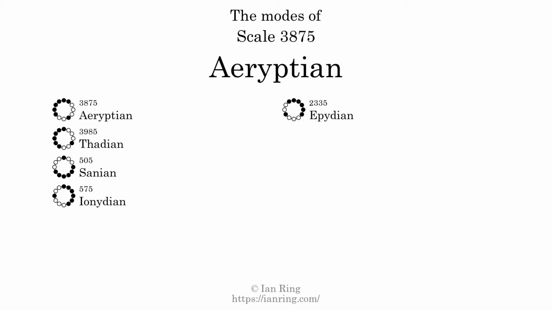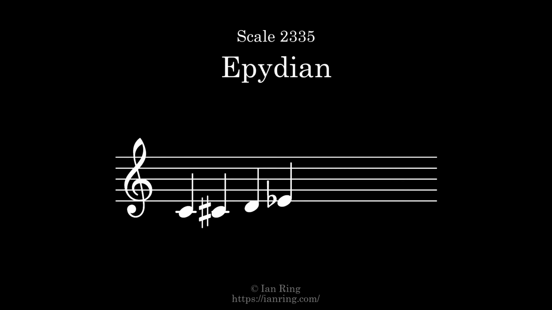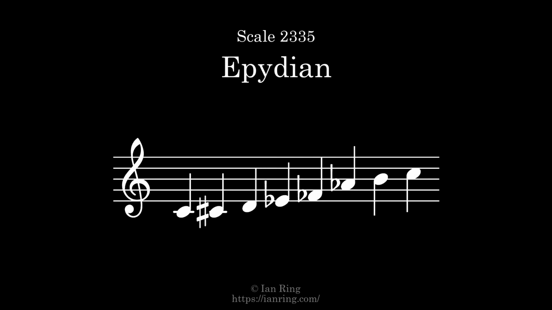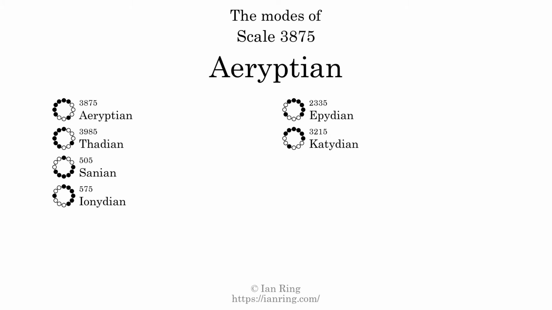The fifth mode is scale 2335, also known as Aeryptian. It sounds like this. The sixth mode is scale 3215, also known as Quotidian. It sounds like this.